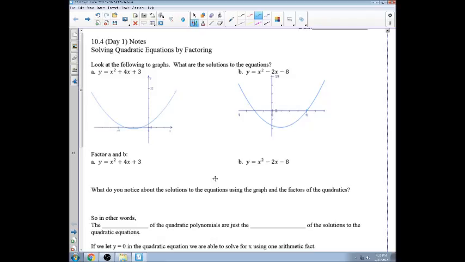So let's look at the following two graphs. What are the solutions to the equations? The solutions are where we cross the x-axis. So in the first graph, our solutions are at these 2 points. Those points are (-3, 0) and (-1, 0). In the second graph, our solutions are here and here. Those points are (-2, 0) and (4, 0). Okay?